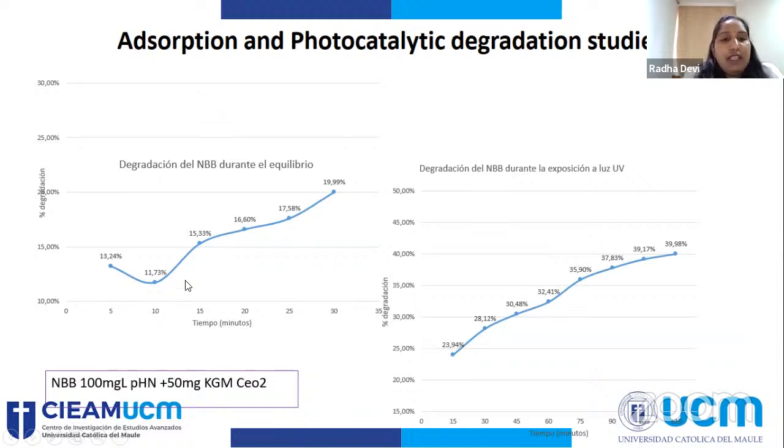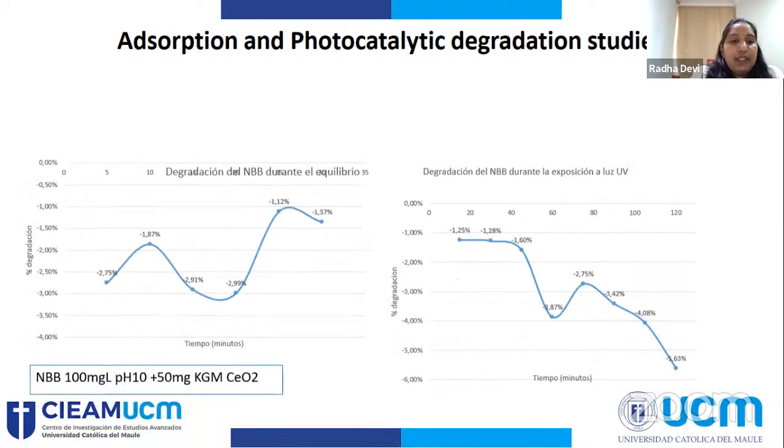So in this graph, you can see at natural pH with 30 minutes, it obtained an adsorption of 19%. But as we started the photoinitiation process with the UV light, the degradation process went up to 40%. This was at the natural pH condition.